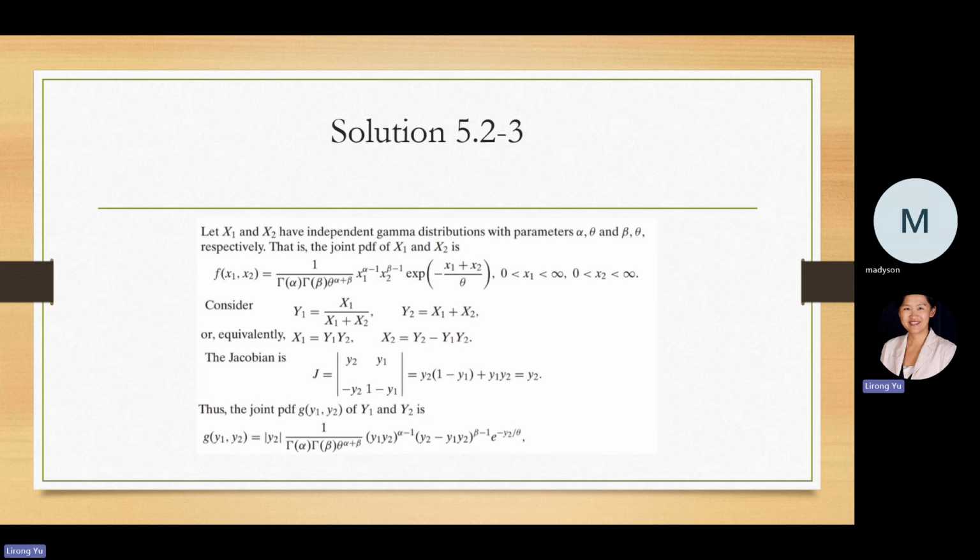So now we're back to here. Substitute x1, substitute x2, and then there's e to the negative y2 over theta. And there's the absolute value of y2. That's the absolute value of the Jacobian. The y2 is positive anyway, so we don't have to have that absolute value. So, any question? No, we already have the joint density. Another thing is to look at the domain, and we already kind of know the domain. y1 is between 0 and 1. y2 is between 0 and infinity.